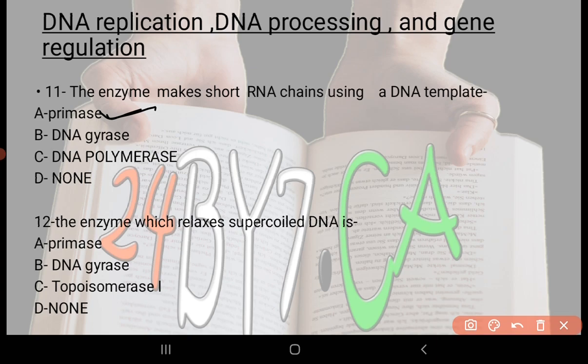Next question. The enzyme which relaxes the supercoiled DNA is option A. primase, option B. DNA gyrase, option C. topoisomerase 1, or D. none. So the right answer is option C, topoisomerase.